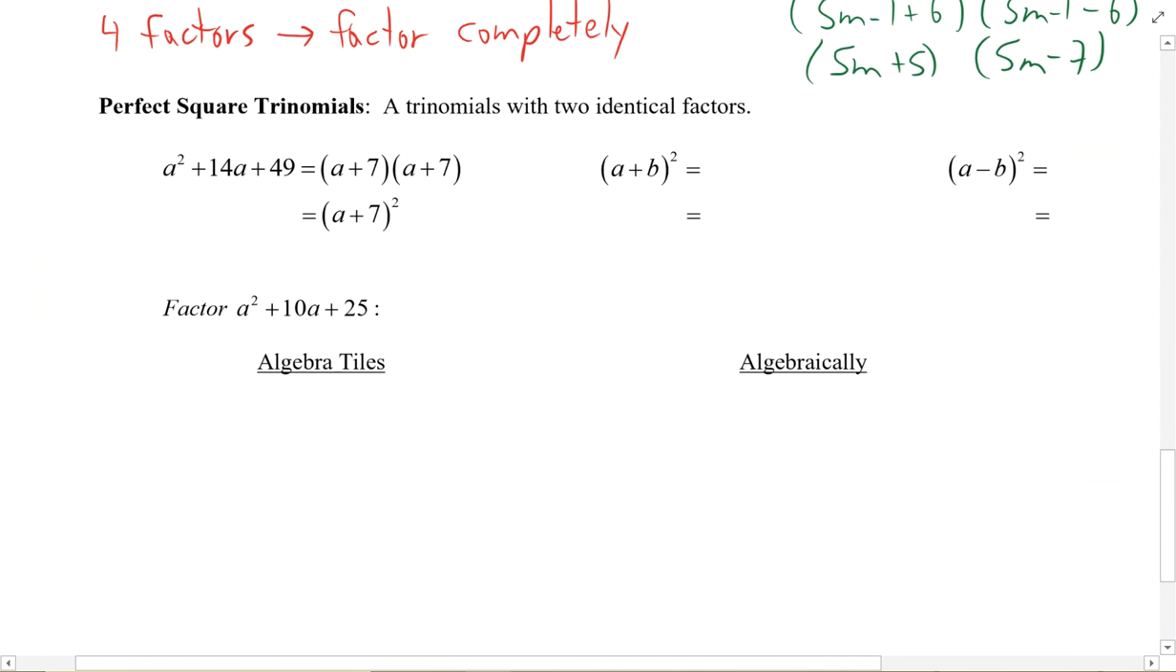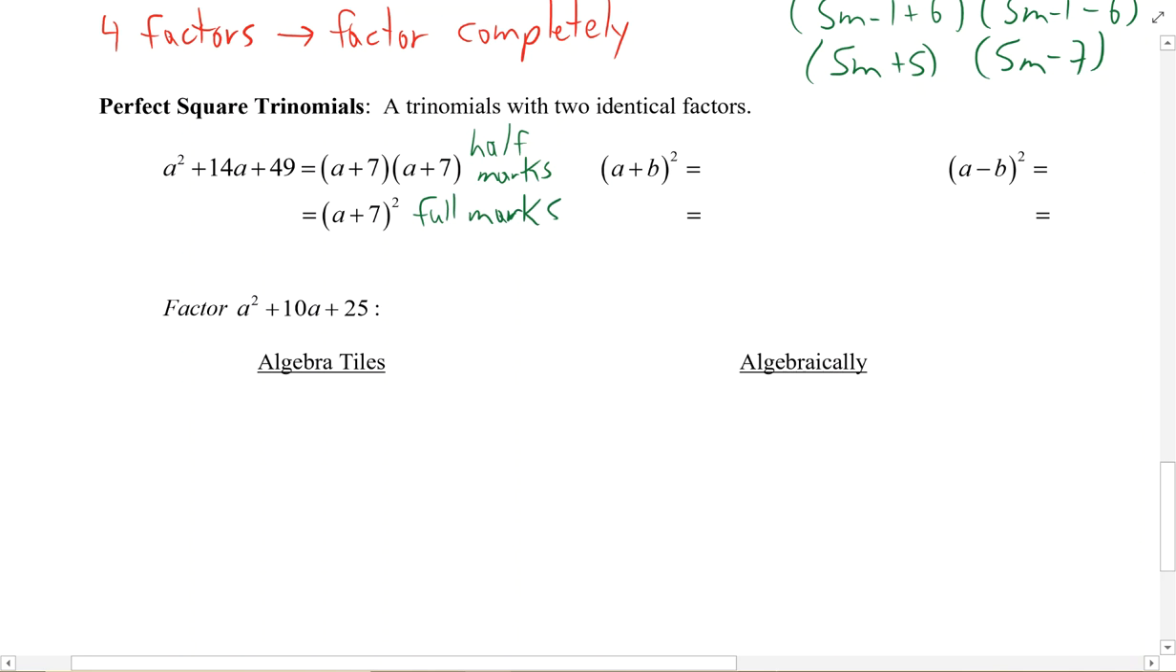Perfect square trinomials. So these are trinomials with 2 identical factors. For example, here you would factor this out and you would get the same factors, and then you would write it this way for full marks. If you left it here, this would be half marks. And for full marks, you would then have to write it the whole way.